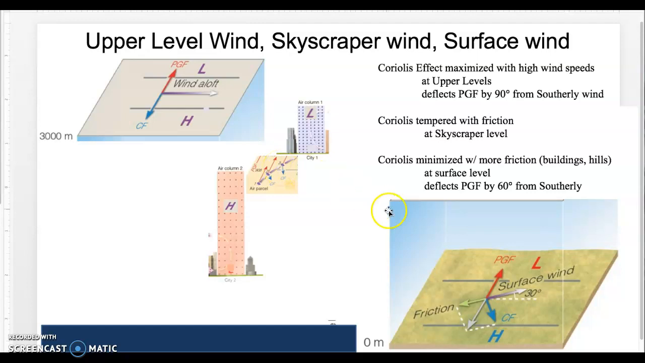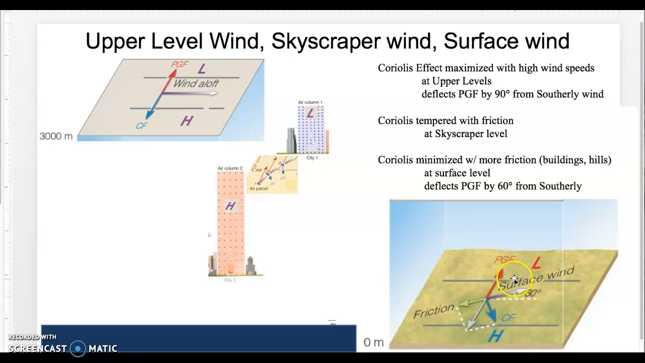And in fact, we can even take this down to the surface level where you have a lot more friction because you not only have buildings, but you may have hills, you may have trees, you may have fields with sunflowers and so forth. So you may have high crops. In that case, friction is going to play a real role in slowing down the velocity of the wind and the wind vector and in minimizing the Coriolis impact. In fact, at the surface, the pressure gradient force gets deflected not by 90 degrees to make a parallel wind, but by about 60 degrees.